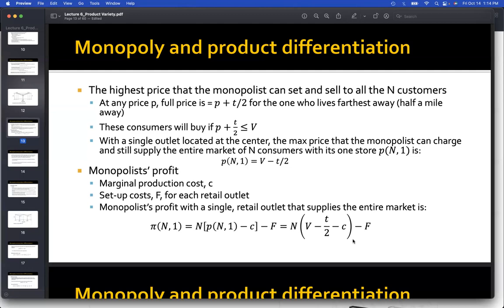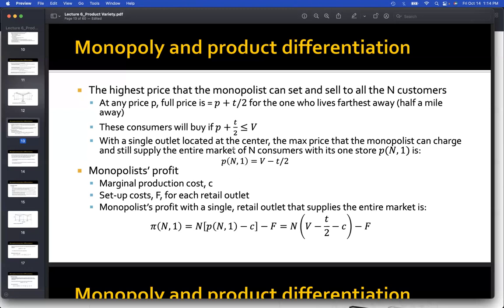So what do you notice here, just looking at it? If it could control T, it would like to. So it would like to lower T as much as possible, because T is the thing that stops it from increasing the price. A lower T means a higher price, means a higher per unit margin, per customer margin. But from the perspective of the monopolist, it can't really affect T. So NV minus T over 2 minus, this is all just numbers, essentially.